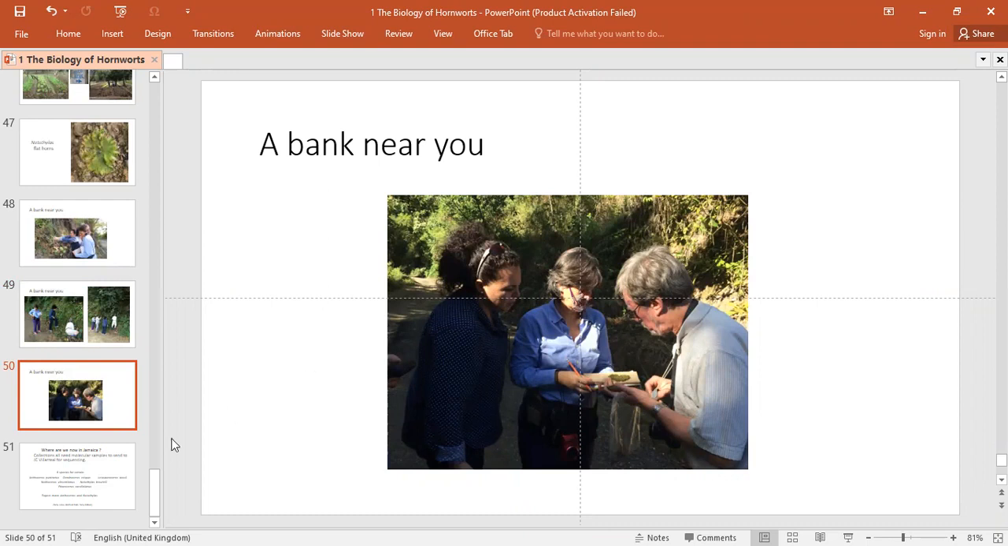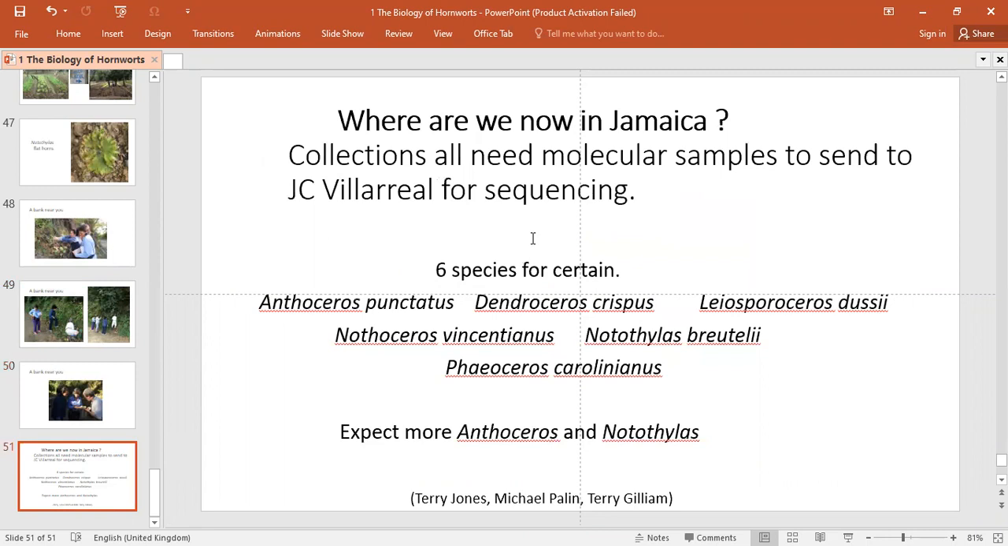So where are we with Jamaica today? I've been through all the papers about Jamaican hornworts, thanks to Liz for seeking the references. But what we do need for Jamaica is molecular samples. Nobody has ever sequenced a Jamaican hornwort. And next time Liz goes to Jamaica, I'll send her with some vials where she can actually make molecular samples.